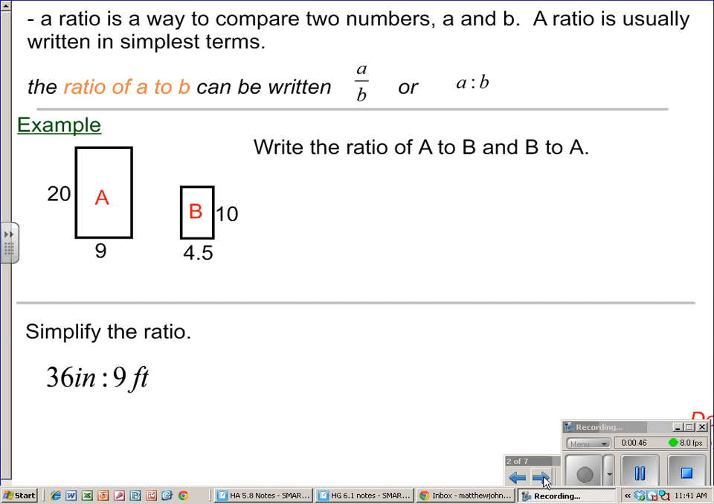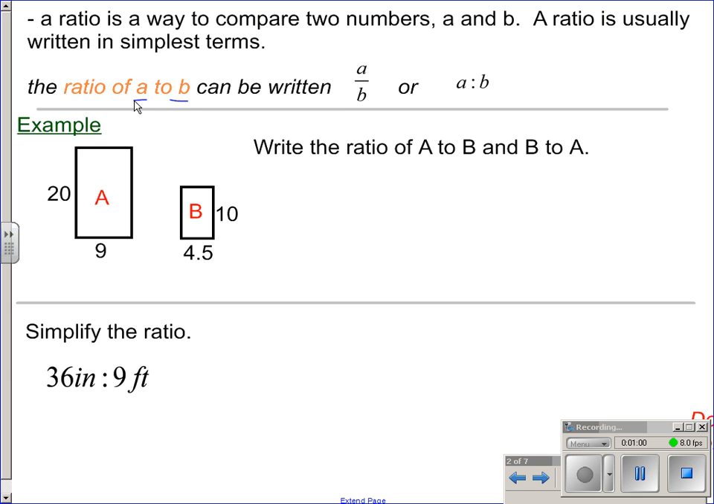So, a ratio is a way to compare two numbers, A and B. Most of the time, it's written in simplest form, and you should always be writing it in simplest form. When you see a ratio of A to B, you can write it this way, or it can be written this way. But you notice how A was first, and then B. A goes in the numerator, or it goes first here. And then B, which is second, goes in the denominator. So there's a connection to how it's stated, what you're comparing to what, and how it's written as a fraction.